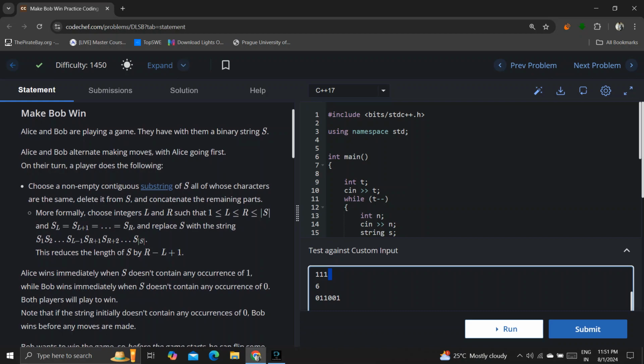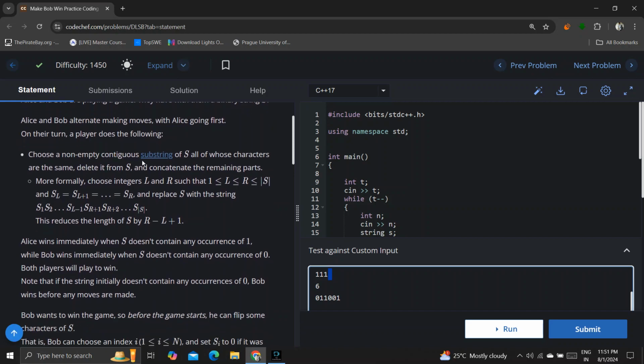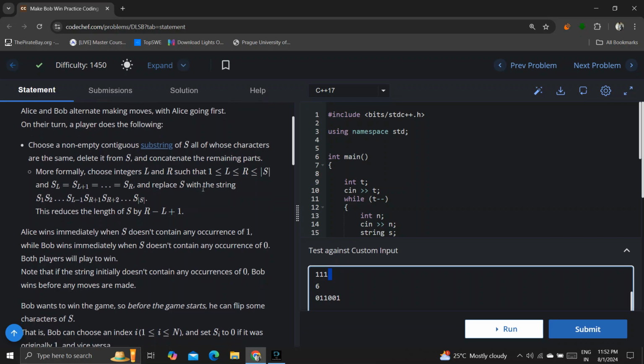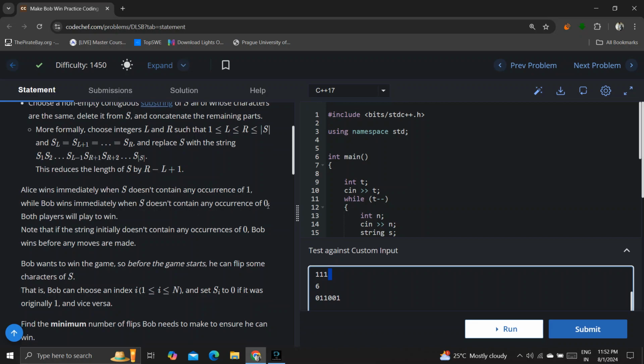Alice and Bob alternate making moves, with Alice going first. On their turn, a player does the following: choose any substring of S, and if all those characters are the same, delete it from S and concatenate the remaining parts. Now, Alice wins immediately when S does not contain any occurrence of 1, and Bob wins immediately when S does not contain any occurrence of 0, right?